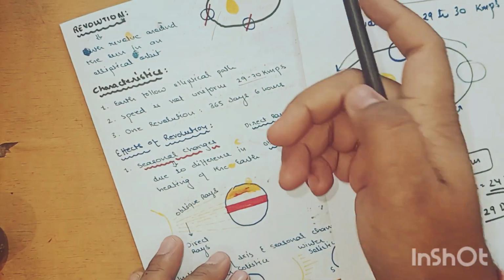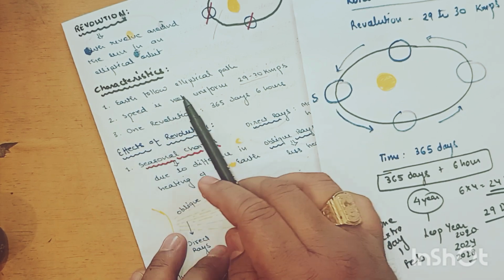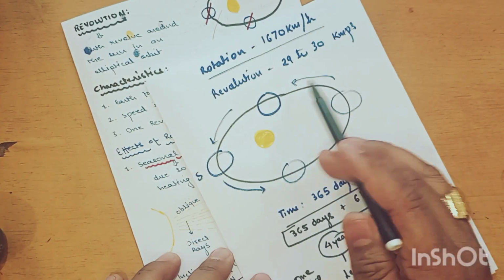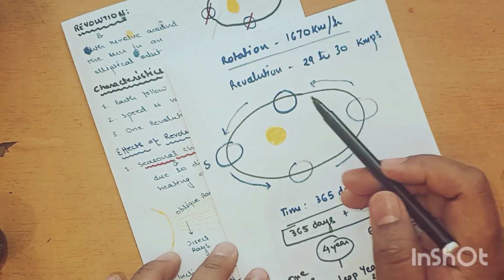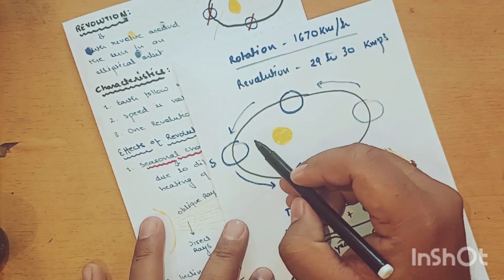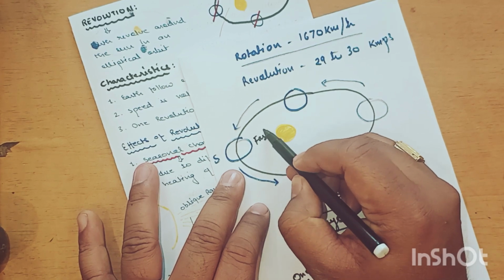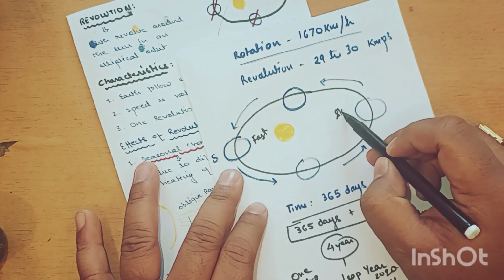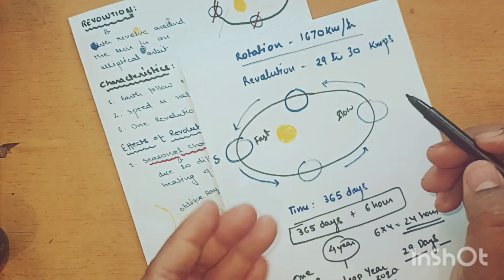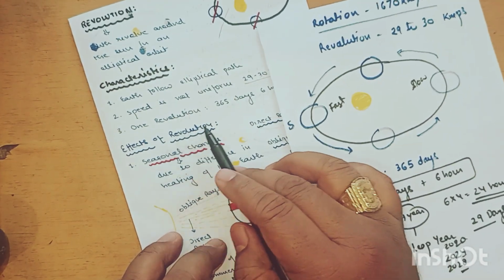First we have understood what is the revolution, what is the movement. Then we have understood few characteristics, that it follows the elliptical path. The speed of revolution is not uniform. It is fast near the sun while it is slow away from the sun. Okay, so these are the few positions we will understand this. And one revolution takes 365 days plus 6.